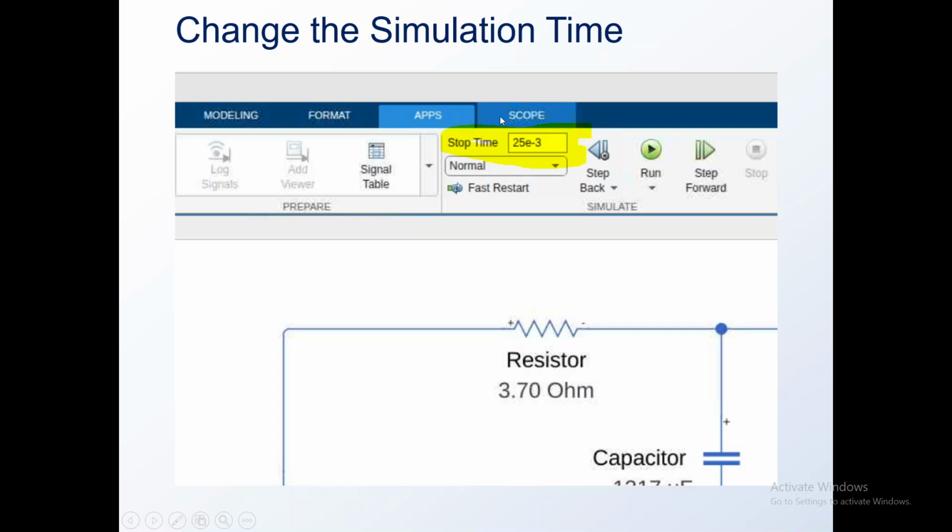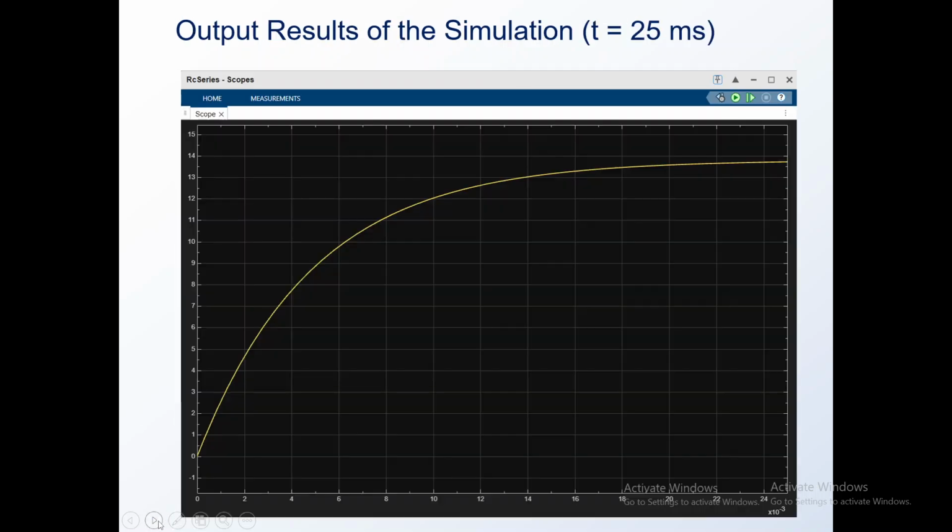So we will change the simulation time to 25 into 10 to the power minus 3, that is 25 millisecond, and we will again simulate and observe the output result. And whatever output result you are getting is now exactly as per the expectation, that is an exponential graph.